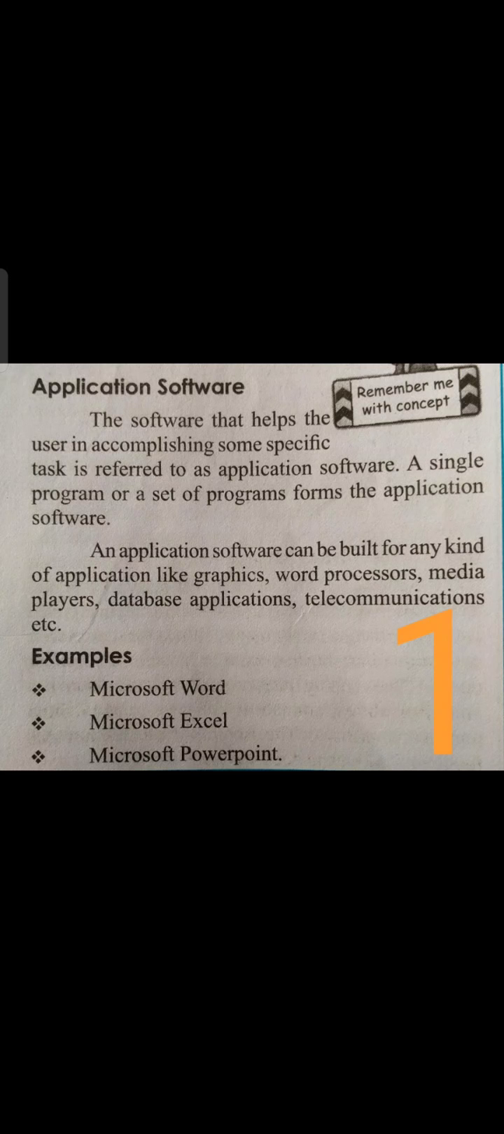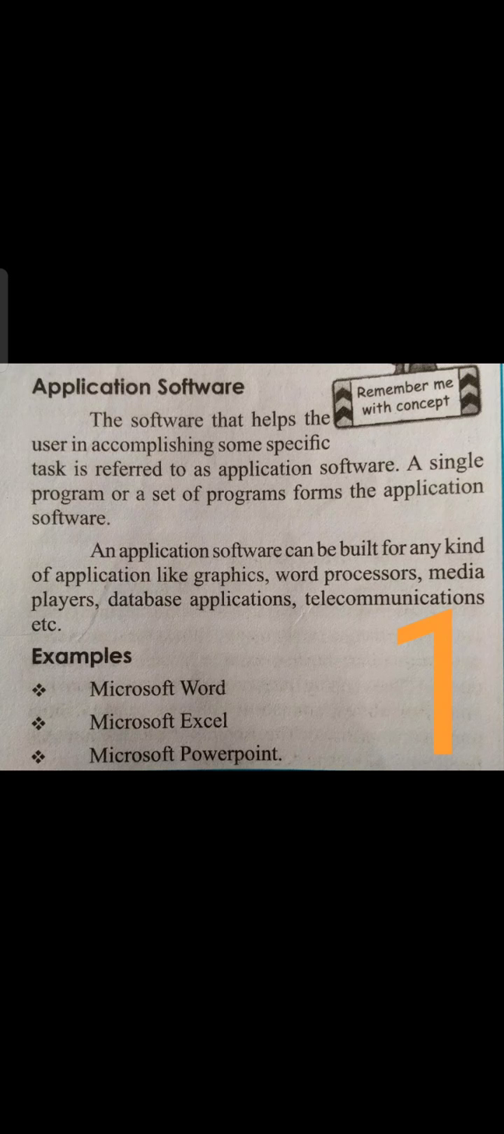Application software means software which helps the user in accomplishing some specific task. It may consist of a single program or a set of programs which form the application software. It can be built for any kind of application. The working purpose of application software is of very different types. There may be graphical software, a word processor, a media player, a database application, or telecommunications, anything.